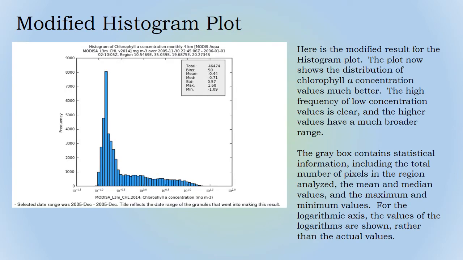Here is the modified result for the histogram plot with a logarithmic x-axis. The plot now shows the distribution of chlorophyll A concentration values much better. The high frequency of low concentration values is clear, and the higher values have a much broader range on the plot. The gray box contains statistical information, including the total number of pixels in the region analyzed, the mean and median values, and the maximum and minimum values. For the logarithmic axis, the values of the logarithms are shown rather than the actual values.